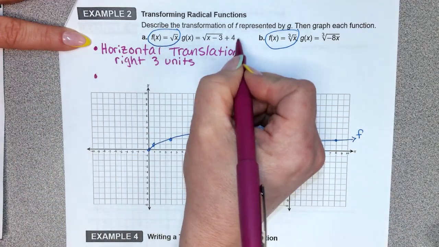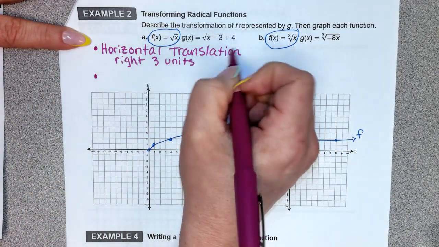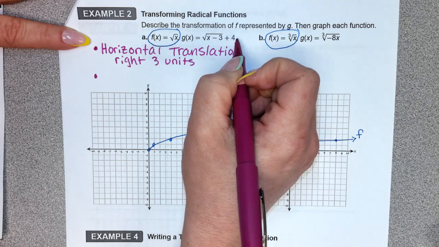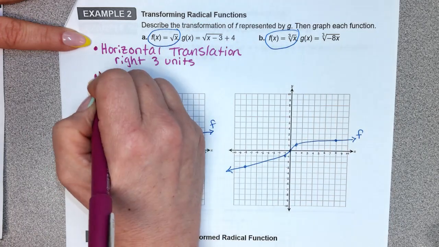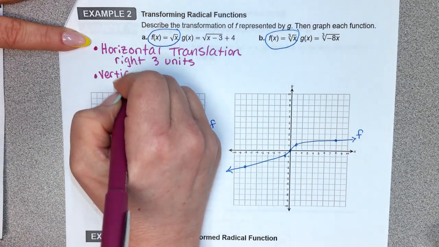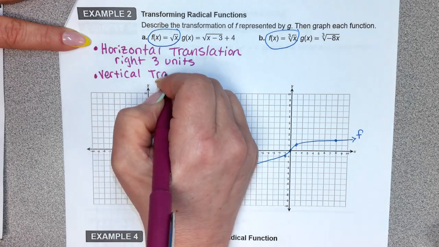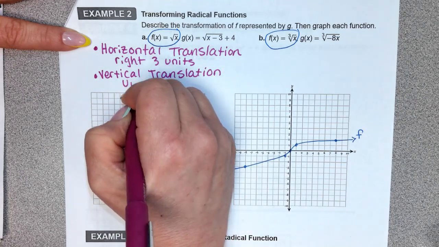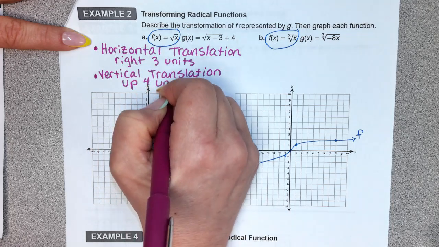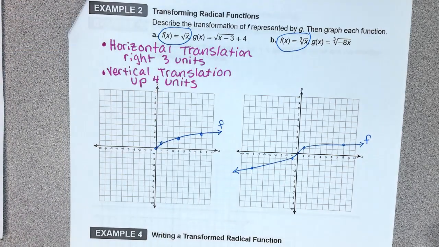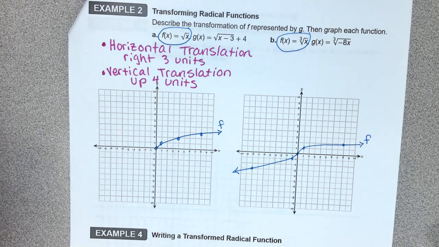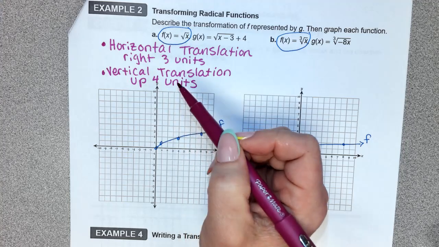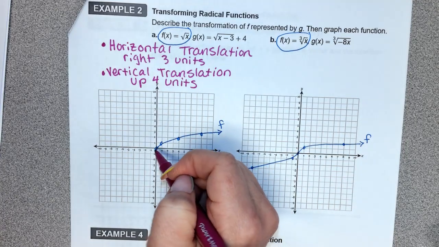And then this plus 4 that is not under the radical, it's on the very, very end, but not in a radical, that's going to be a vertical translation up 4 units. So all I have to do to graph this, it's really simple since this is just a slide, is I have to take every point and I want to move those points right 3 and up 4. So I'm going to take all of these points and go right 3 up 4.